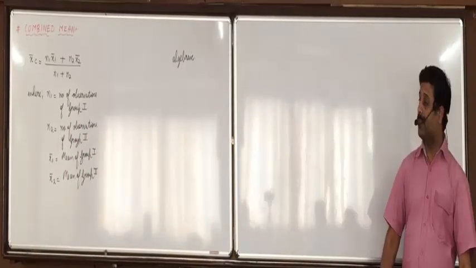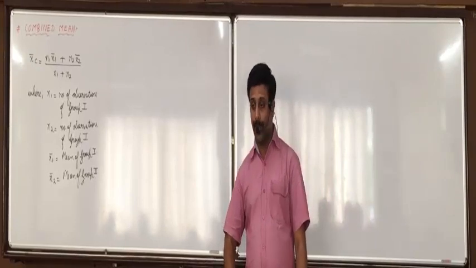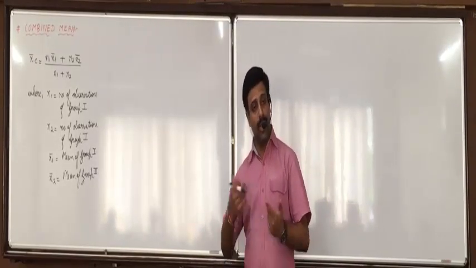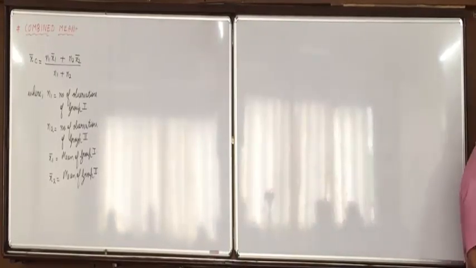Now, write down this formula. One question I am doing on the board, then one you will try on your own. Then one more I will do on the board, and one more you will try on your own. So 4 questions of combined mean we take.